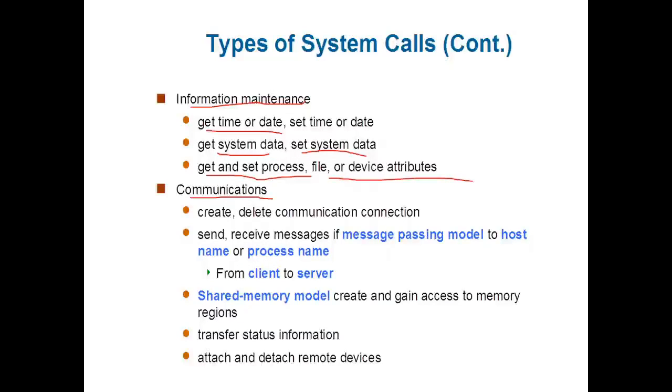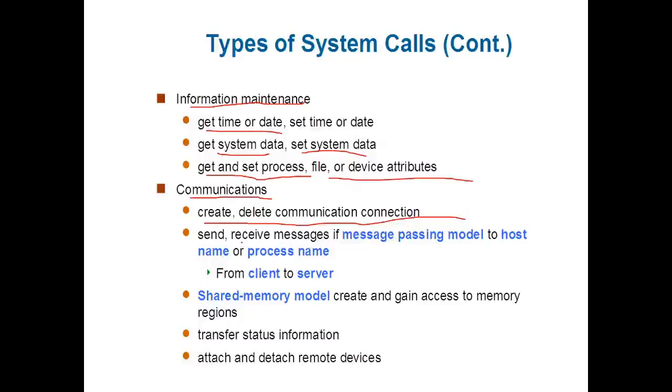Next, under communication. By the name only you will understand. Communication means when two processes are communicating, or when you want to send a message from one system to another system, from one process to another process, or a communication between two files. This is all done with the system calls which come under communication. Create and delete communication connection. If you want to communicate between two systems, then you need to set up a connection. That will be done with the create and delete system calls.